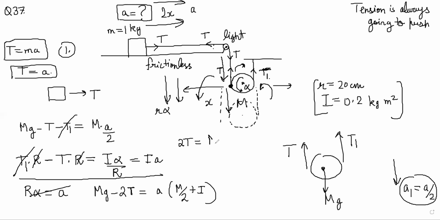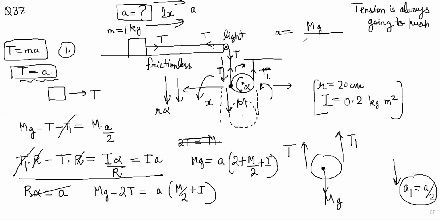2t is equal to mg. Okay, actually you can put 2t as 2a, right? So you can just say mg is equal to 2a plus this. So add it, a 2 plus m by 2 plus I, right? And now A becomes mg by m by 2 plus I plus 2, right? So divide by m throughout. So g by 1 by 2 plus I by m plus 2 by m, right?